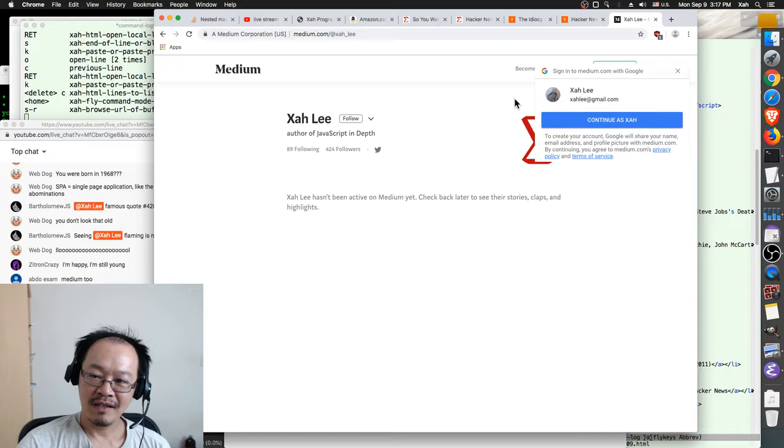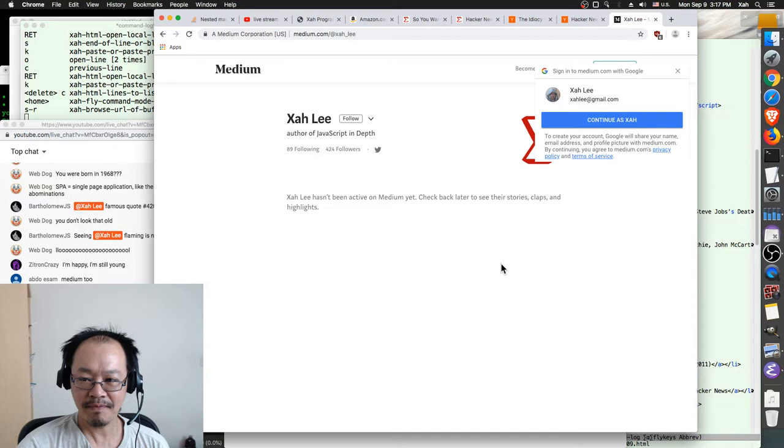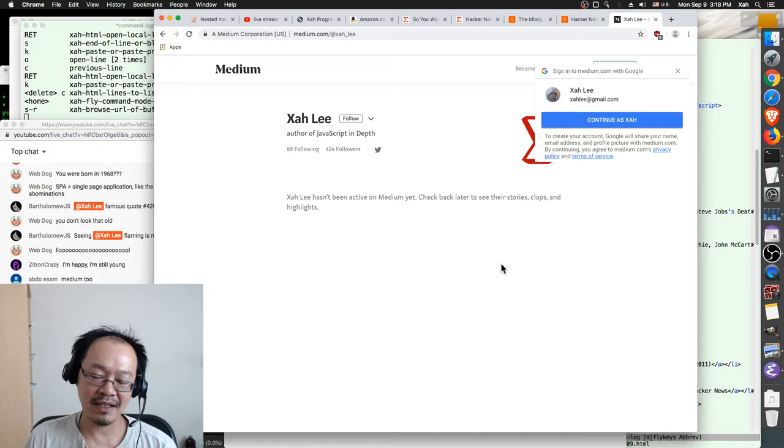You see this sign in to Medium with Google? These open source scums. Open source and free software foundation scumbags, hypocrites. Let me tell you the story about login. Okay. Now, in the 1990s to early 2000s, you have login. Each website has a login, beginning with Slashdot.